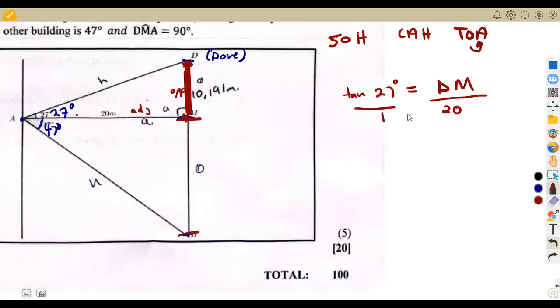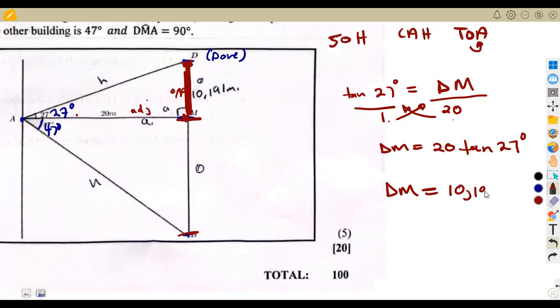So to find DM, we can just cross multiply 1 times DM, that is DM is equal to 20 times tan 27, so this is 20 tan 27 degrees. Okay, so this is going to give us what? DM. Okay, sorry for that. So if we simplify properly from our calculator, 20 tan 27 is going to be something like 10,191 meters. So that was the first height of the building.